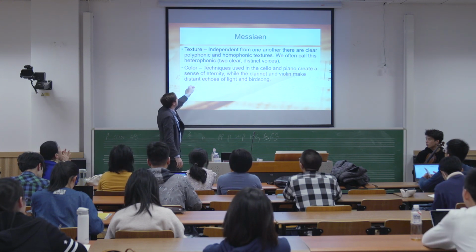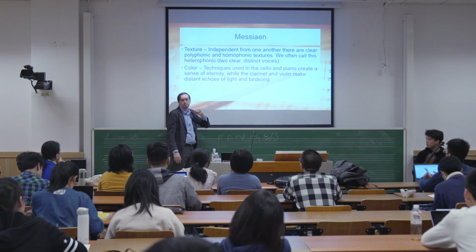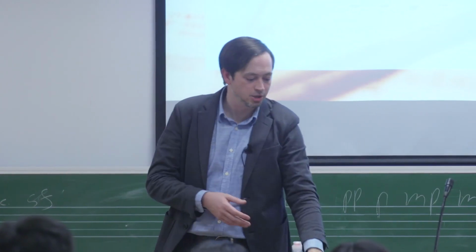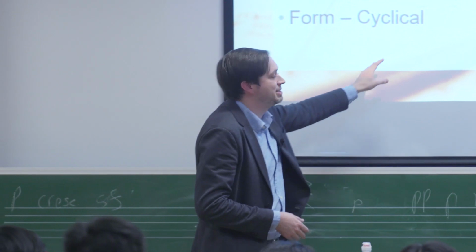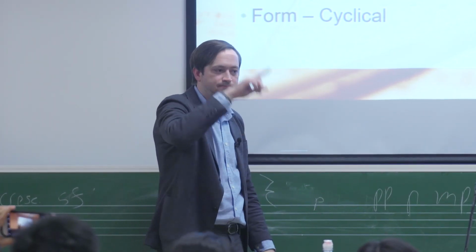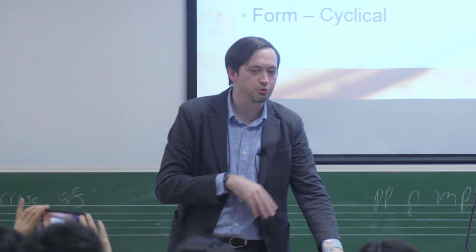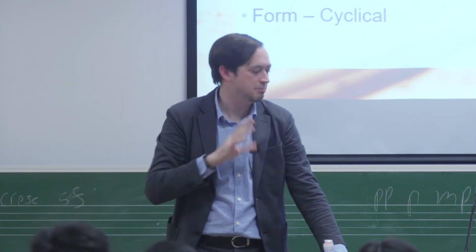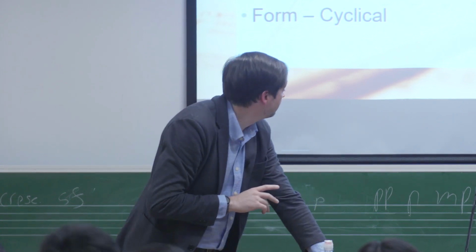The clarinet and the violin make distant echoes of light and birdsong. So Messiaen actually has a quote. Form, I just put cyclical, right? Constantly going in cycles. You could call it through composed, meaning it's different every time, but I think this one makes more sense.